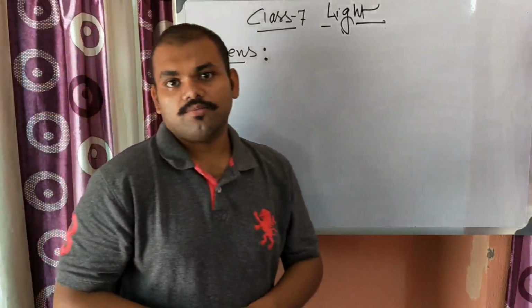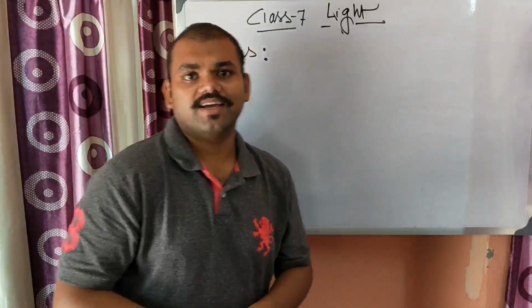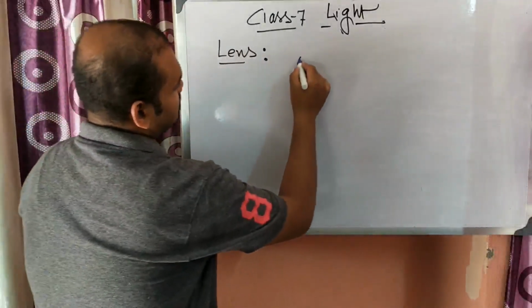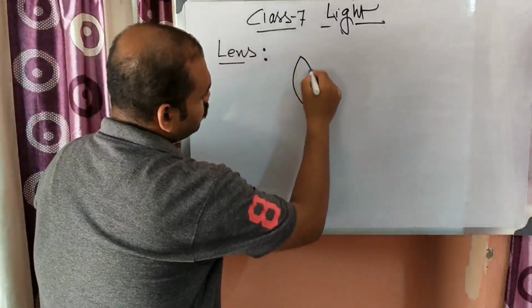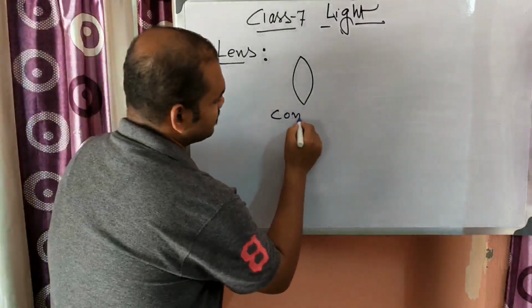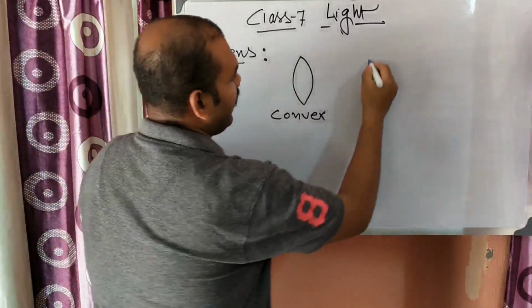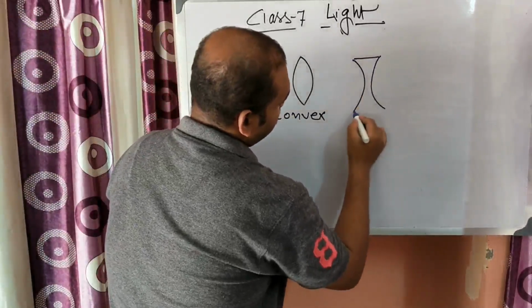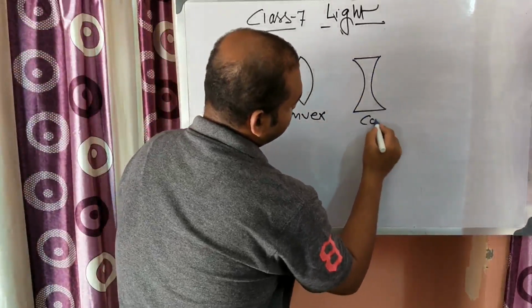How many types of lenses are there? There are several kinds of lenses. The first one is the convex lens, whose two surfaces are convex, and the one whose two surfaces are concave is known as a concave lens.